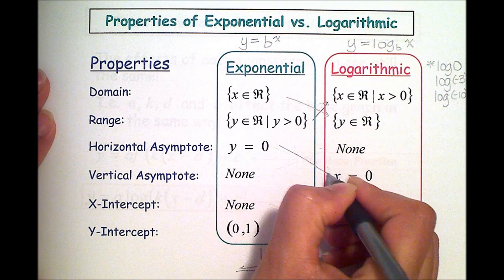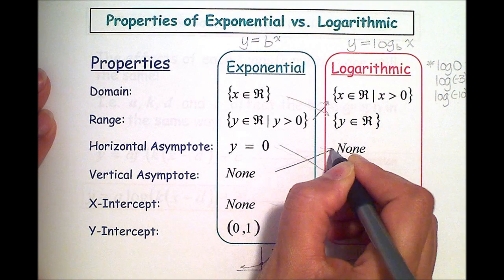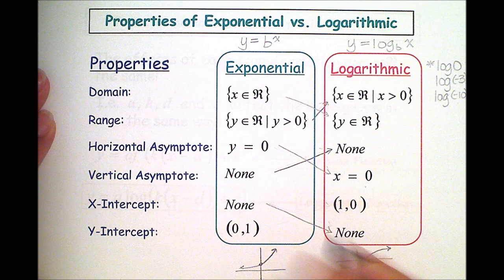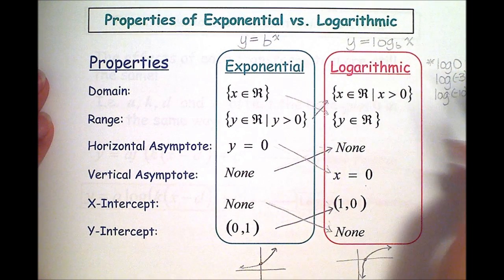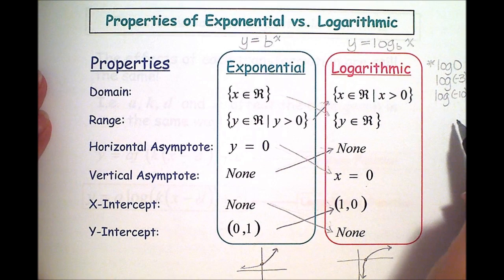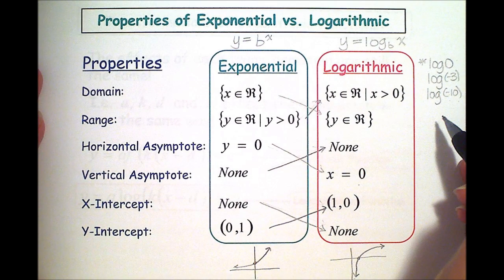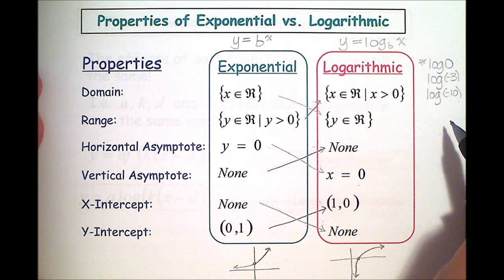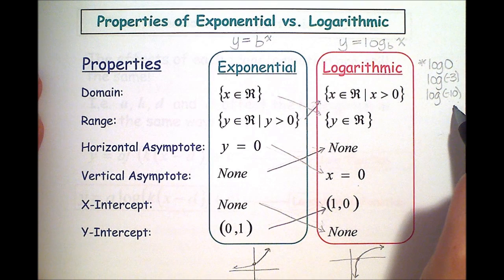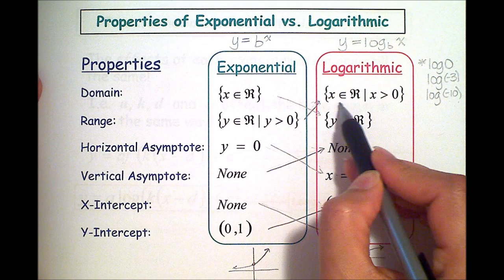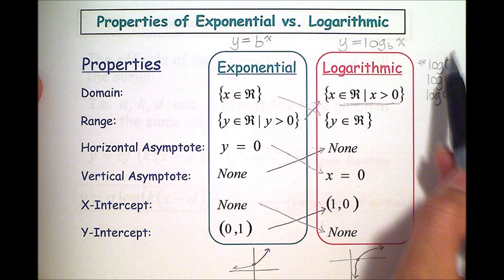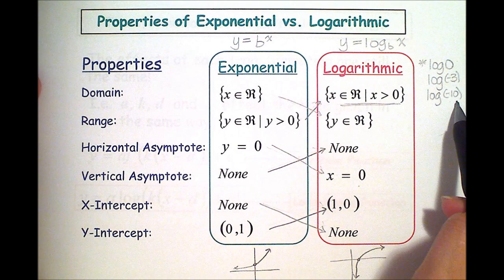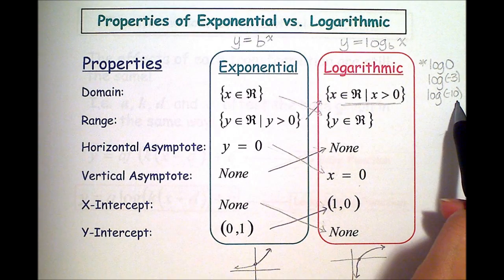Okay, and so you can see that because these are inverses of each other, the domain and range, anything that depends on x and anything that depends on y, is interchanged between the exponential and the logarithmic function. Also on the side here, you can see that I wrote log of 0, log of -3, and log of -10. These are the questions that we saw earlier in the review, and the reason why we were not able to evaluate these is because a logarithmic function only exists for values of x that are greater than 0.